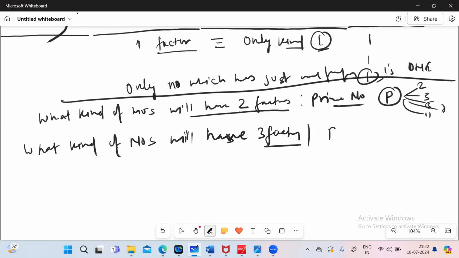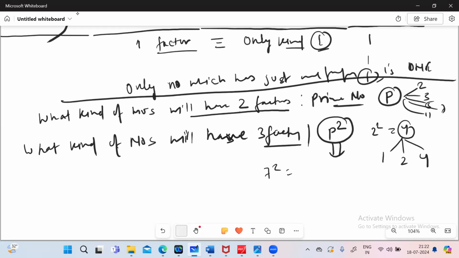Any square of a prime number will have three factors. Just check, like 2 square. 2 square is 4. The factors of 4 are 1, 2, and 4. 7 square is 49. The factors of 49 are 1, 7, and 49.